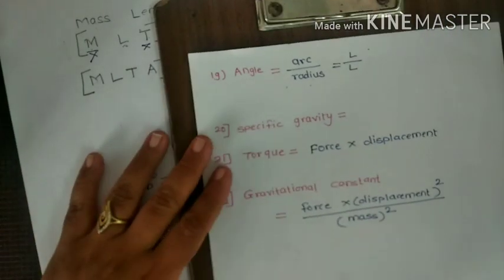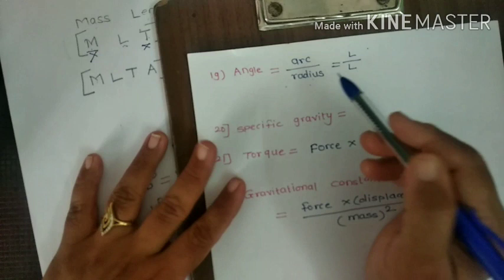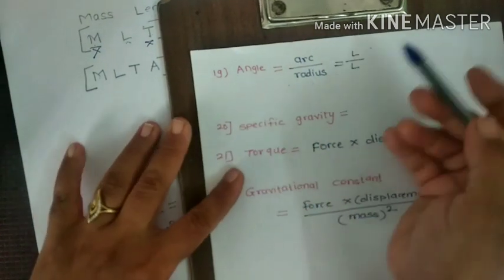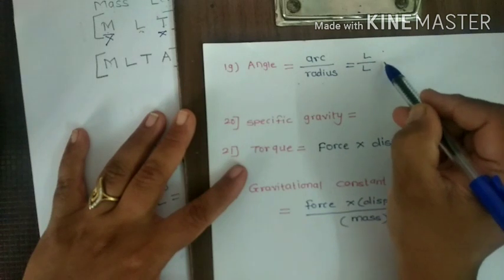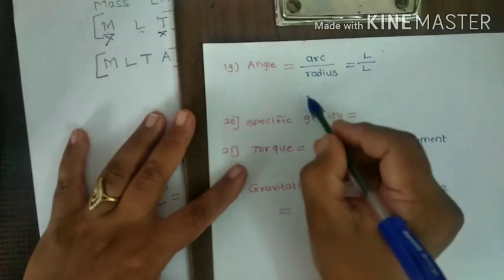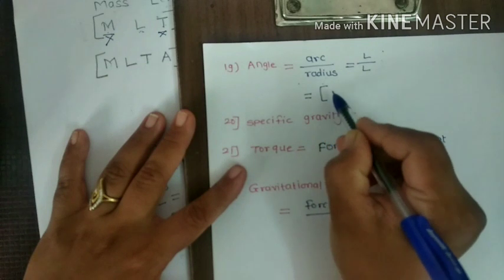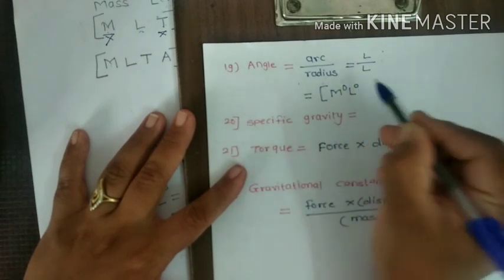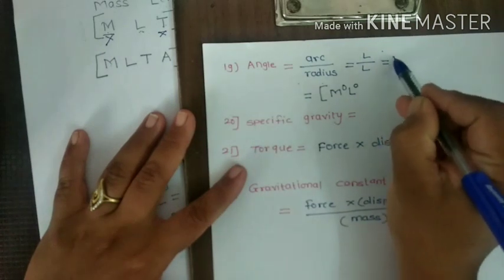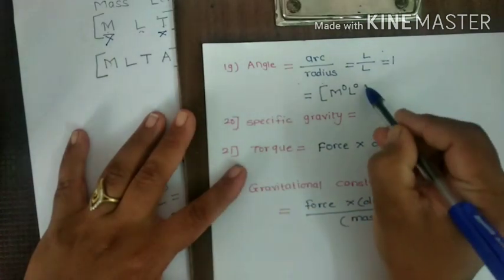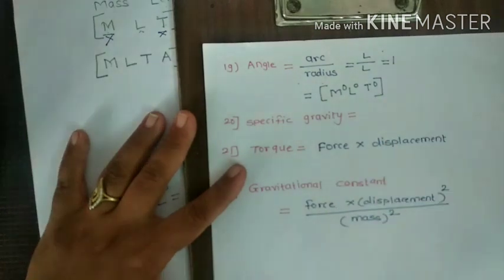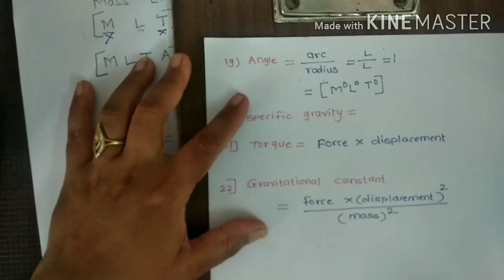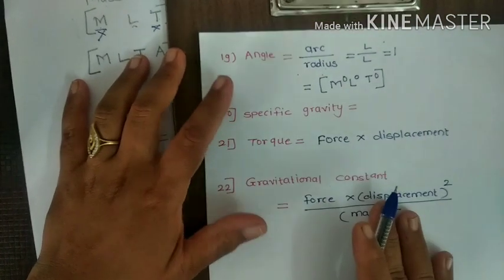Then next we have to find out dimensions for angle. We know that angle is equal to arc upon radius, L upon L, and L upon L is equal to 1. That means here M raised to the power 0, L raised to the power 0, because L by L is equal to 1, and t raised to the power 0. That means we can say that angle has no dimensions.